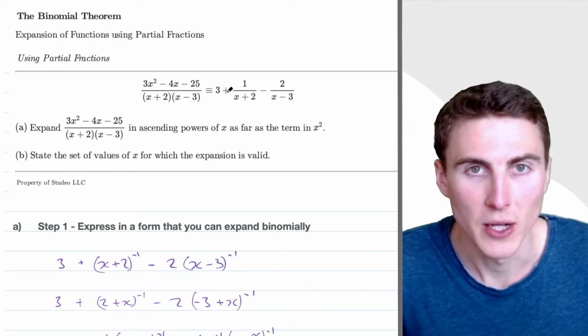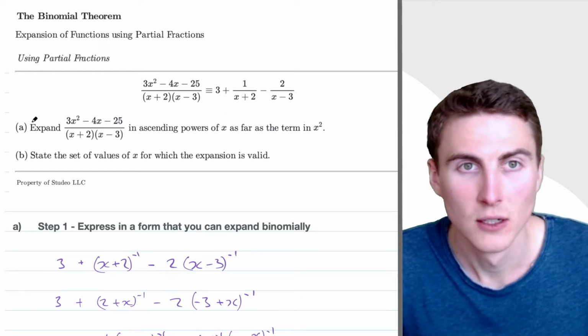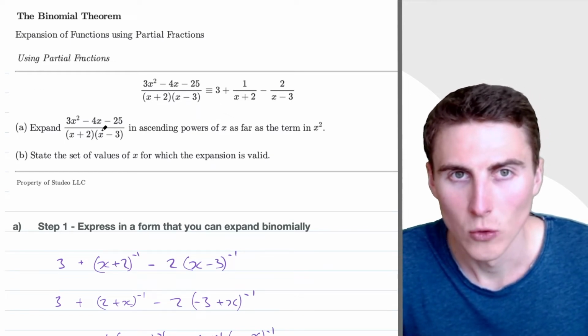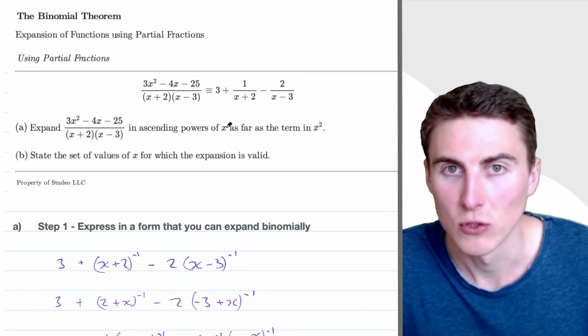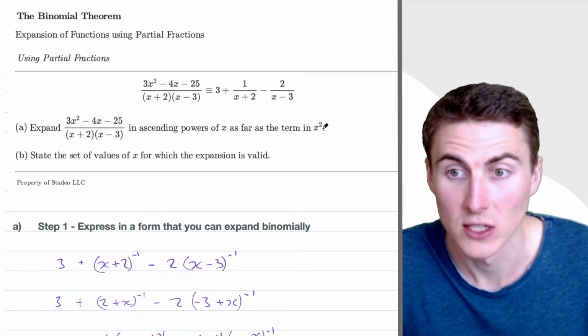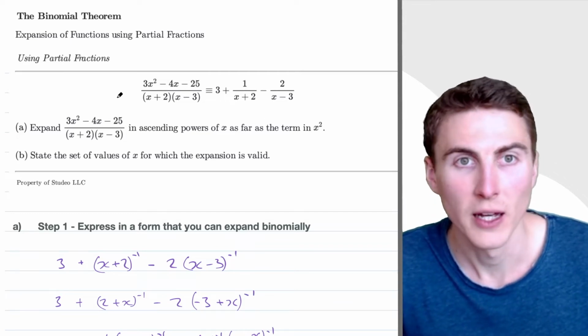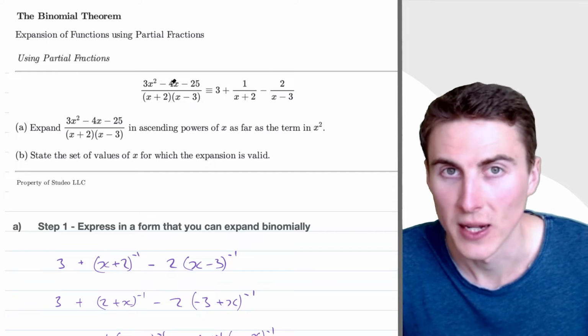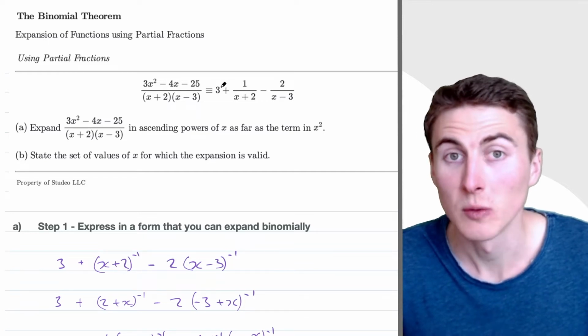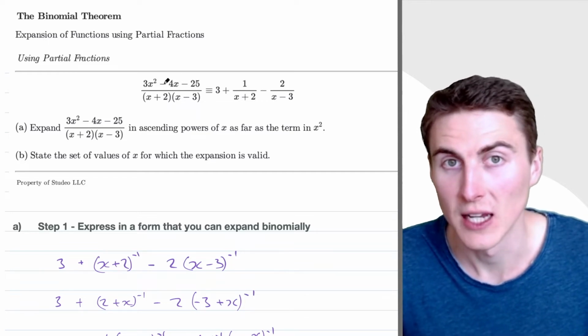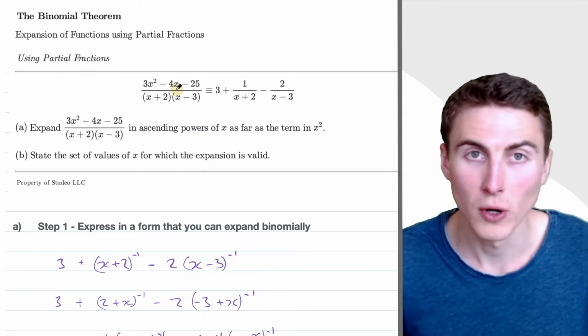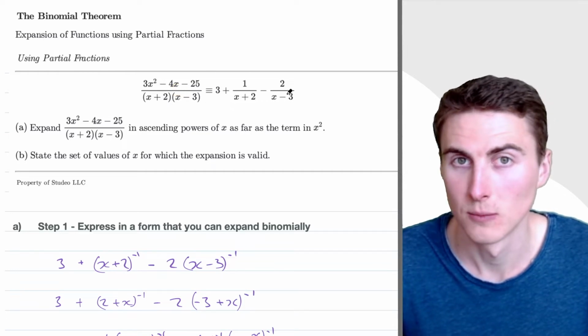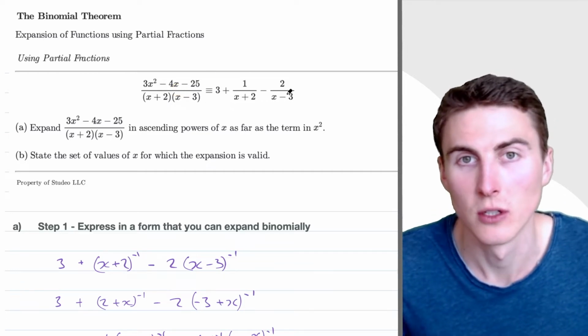So to see how we do that, let's take a look at part A here. This one says expand this whole thing in ascending powers of x as far as the term x squared. Fortunately, they've already expanded this for us. So sometimes you'd have to do this yourself, like you'd have to take something like this and then use your partial fraction knowledge to expand it to this. But we've already been given that in this question.